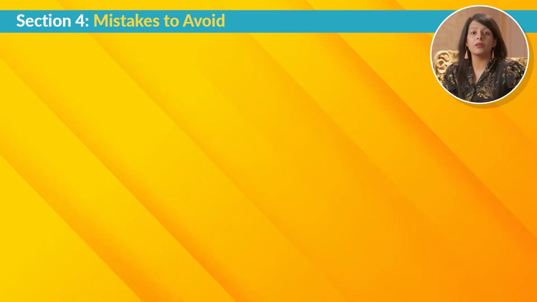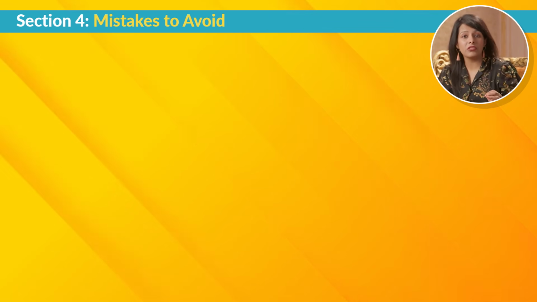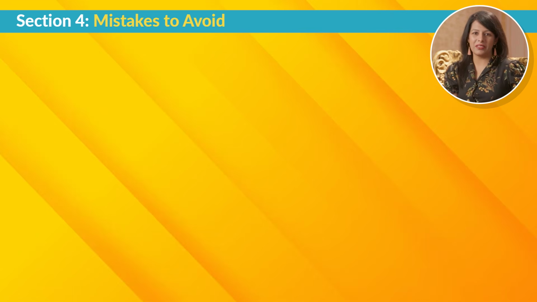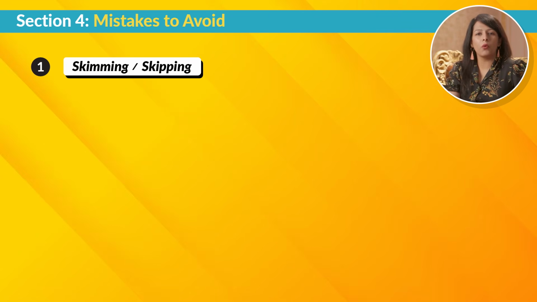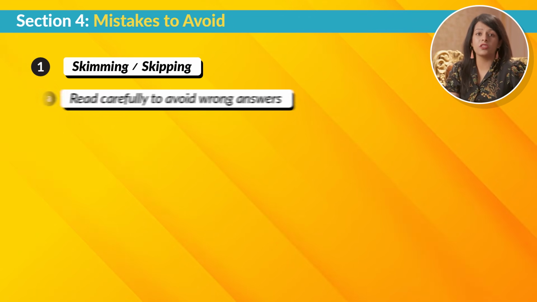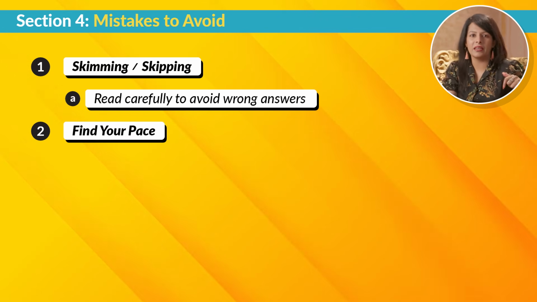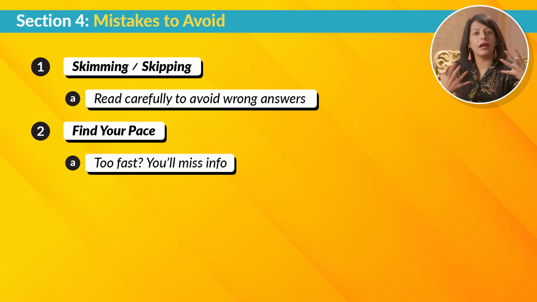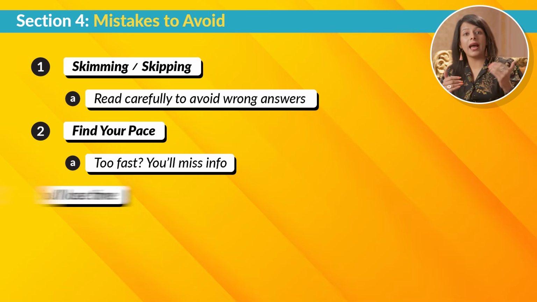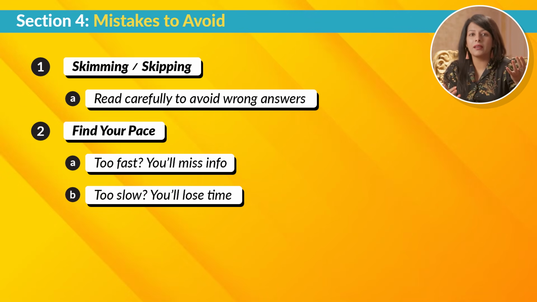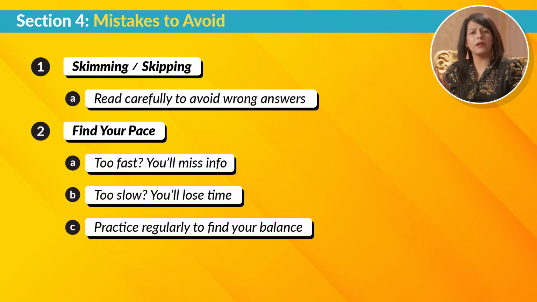Now, let us look at some of the most common mistakes that students make while solving reading comprehension questions and how to avoid them. Firstly, while skimming is useful, make sure you still read carefully. Skipping key details can lead to wrong answers. Secondly, avoid reading too quickly or too slowly. Reading too fast means missing information, and reading too slow wastes time. With regular practice, you can find the pace that works best for you.